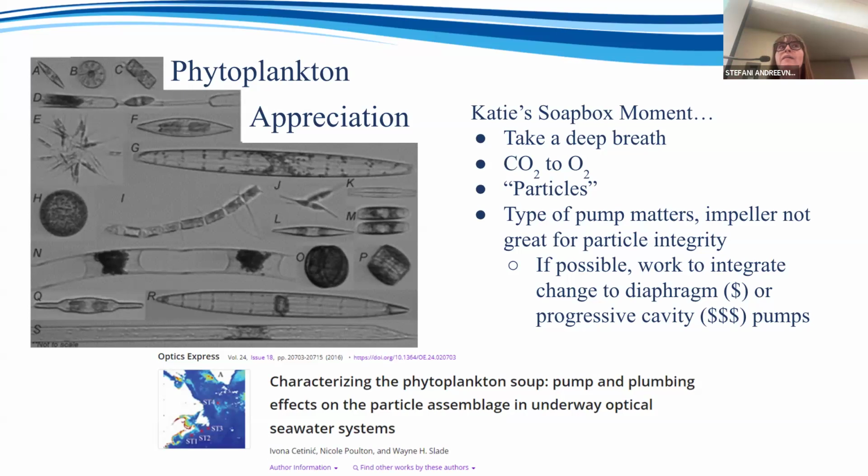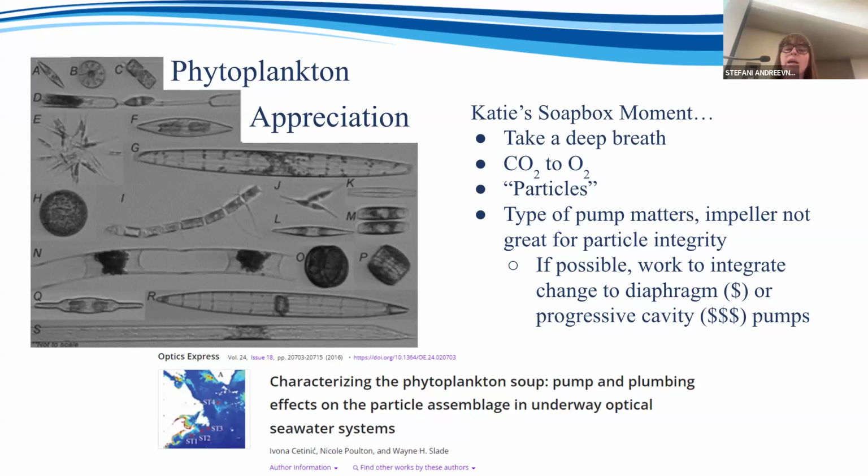So when you have an impeller pump going, churning up the water, you are basically ripping those phytoplankton apart. Yeah, see, tears. And so it's really important to think about pumps with that regard. How do you preserve phytoplankton? How do you preserve cells in general? Because we're actually trying to measure them.